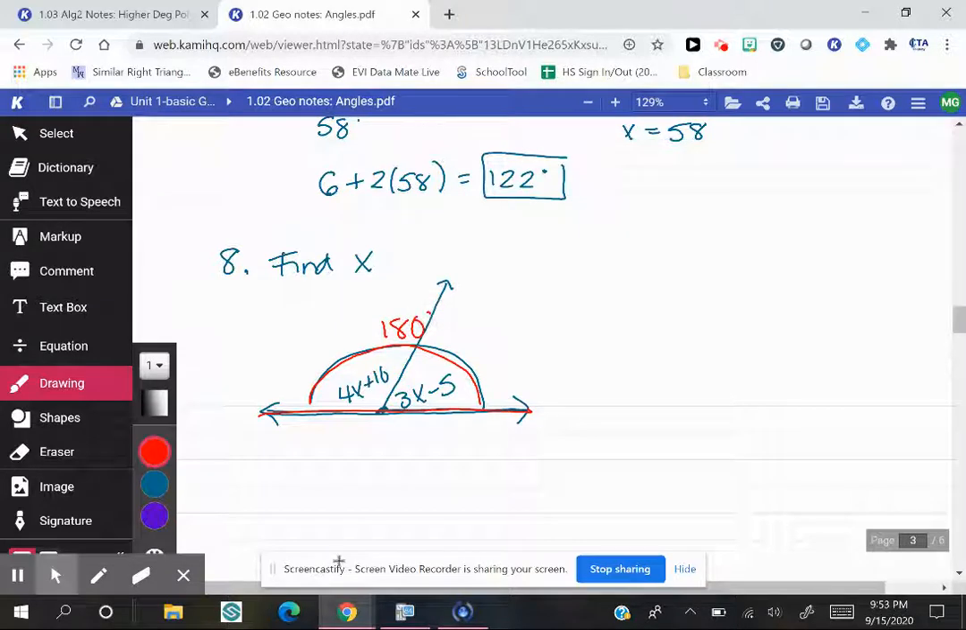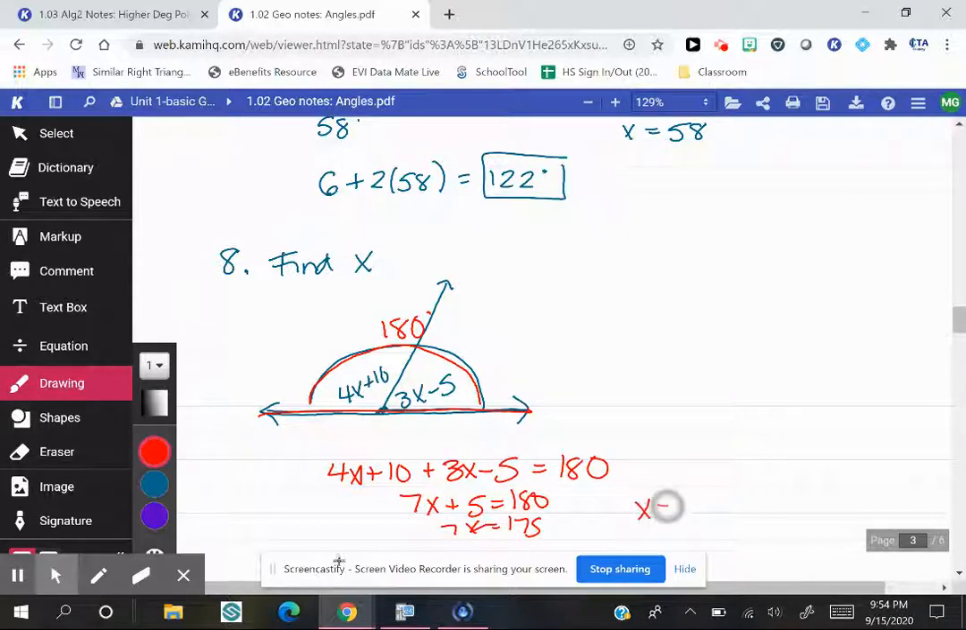That's right, 180 degrees. So you're going to still use your angle addition postulate and take your 4x plus 10, add it to 3x minus 5, and set it equal to 180 degrees. At this point, solve, combine your like terms, and you should get 25 for your value of x.